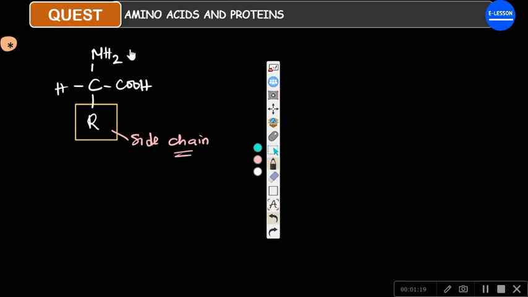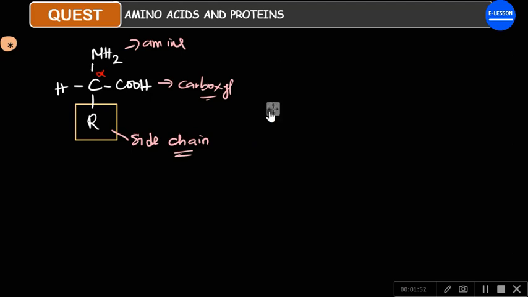This is the amine group, and then of course this is the carboxyl group. So every amino acid you see contains this carboxyl group and the amine group. Now the carbon atom of the amino acid to which the functional groups are attached is known as the alpha carbon. So this carbon atom here is what we call the alpha carbon. Every other carbon atom you can say alpha, then you have beta, gamma, and so on. Now this side chain is what distinguishes one amino acid from the other.